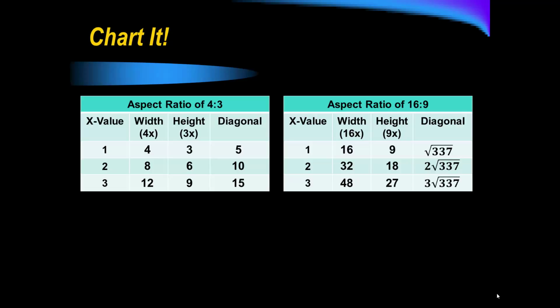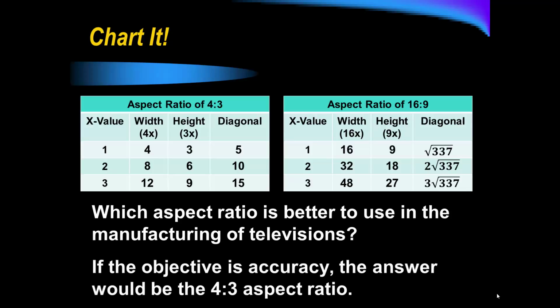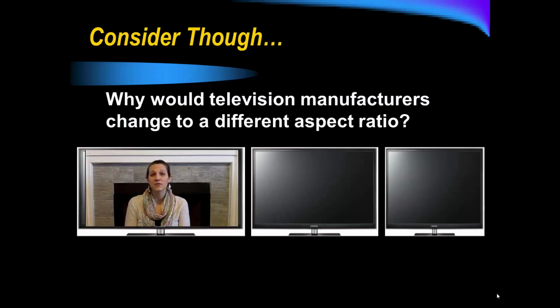So looking at this information here, I'm going to ask the question again. Which aspect ratio is better to use in the manufacturing of televisions? Looking at the charts, which one would you go with? Well, when we deal with measurements and we're building things, it's usually better to use whole numbers. So we would likely say, hey, we need to use the 4:3 aspect ratio. But really, TVs are now changing and they're going away from this aspect ratio. Actually, most of the older TVs are using a 4:3 aspect ratio, but the new ones are no longer being manufactured this way. So, why would a television manufacturer change to a different aspect ratio?